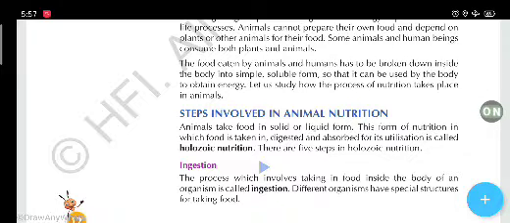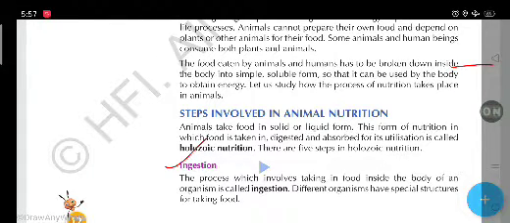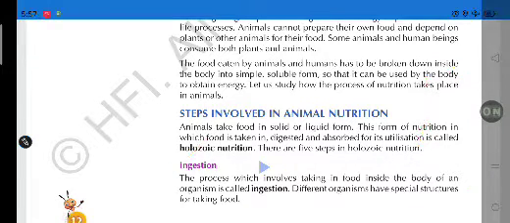The first step is ingestion. Simply, ingestion means taking food inside by any organism. The process which involves taking food inside the body of an organism is called ingestion. Different organisms have special structures for taking food. For example, human beings eat food with the help of their hands, and other animals like the frog take in food with their tongue.